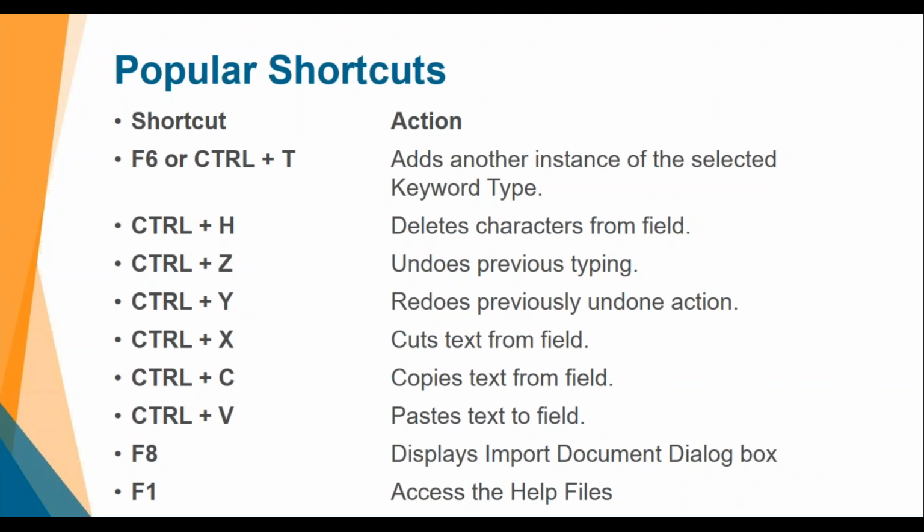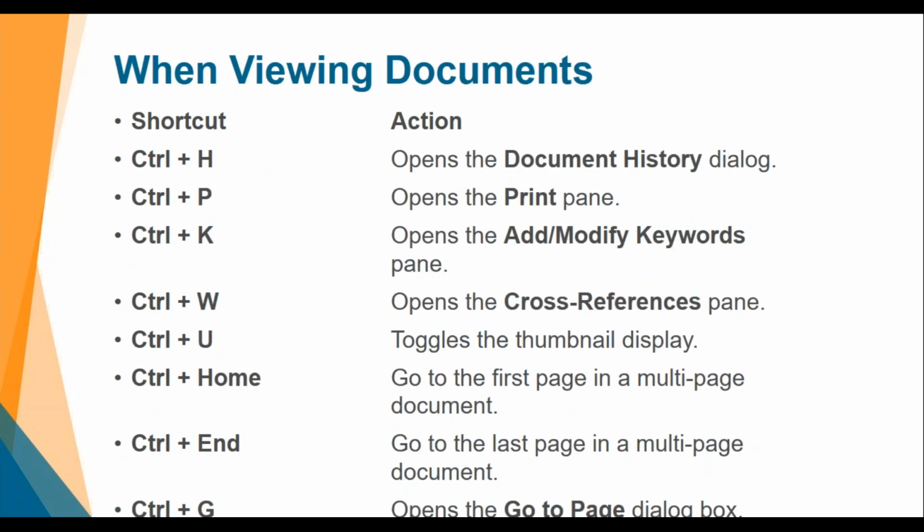A couple of them that I'm just going to talk about here: Control-H, which from here will delete characters from a field. Control-Z undoes your typing. Control-I redoes what you've just undone. And then there's always Control-X, Control-C, and Control-V, which you can use in a lot of different places. Those are also very handy to use in Unity forms. But Control-H actually has a couple different things you can do with it.